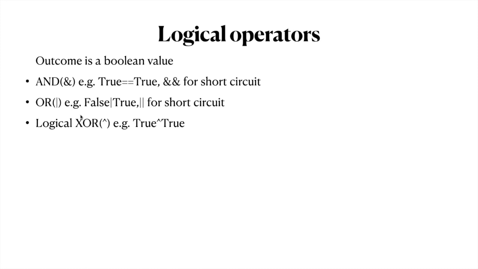The other is logical exclusive OR or XOR, and it's represented by the caret sign, and it is similar to the exclusive OR of the bitwise operator, so you have to be very, very observant in avoiding mistakes. So it takes two values, so if both values are either true or false, then the outcome will be false. Otherwise, if one of them is false and one of them is true, the outcome will be true.